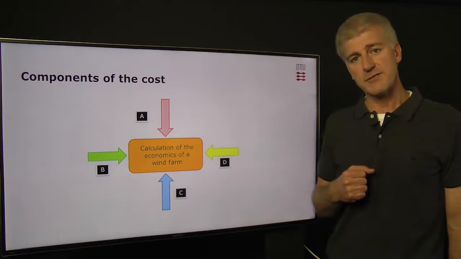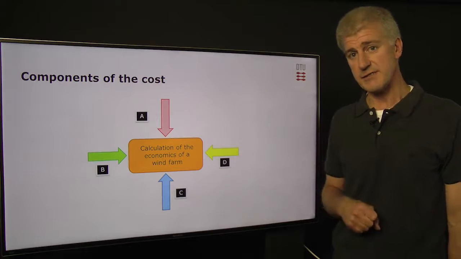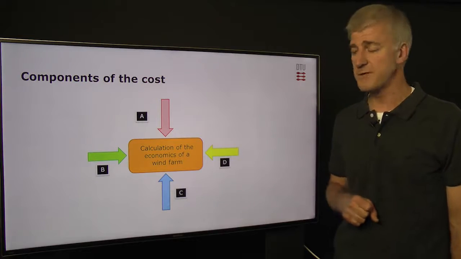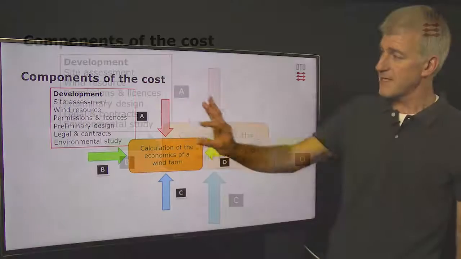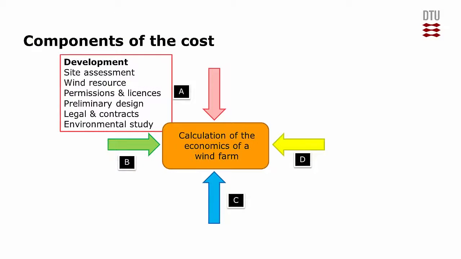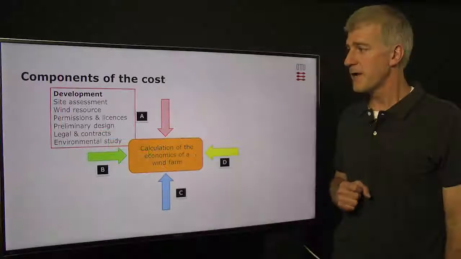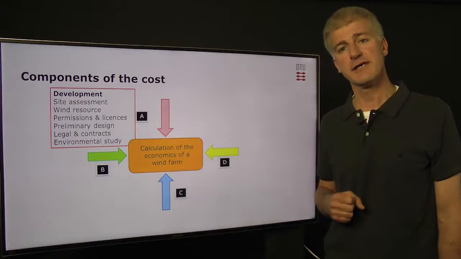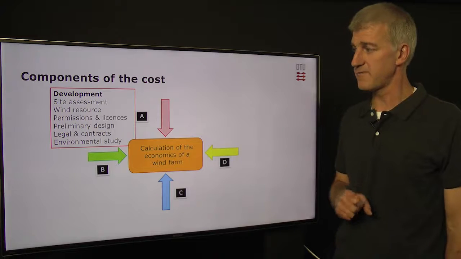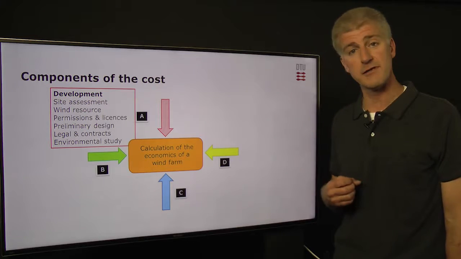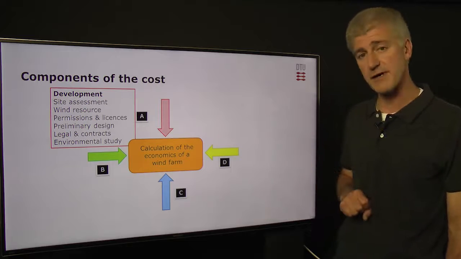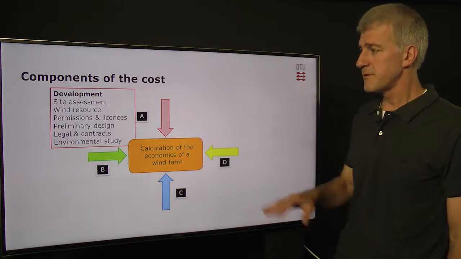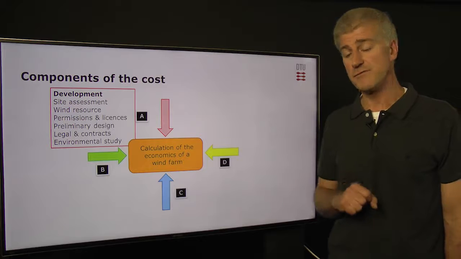So let's look at the individual components of the costs that go into making and operating the wind farm. Firstly, in this development phase, we're going to have to pay out for actually making assessments of the sites. We also need to do a wind resource campaign, and we're going to have to get these permissions and licenses, and we are most probably going to need some expert advice from outside. It very much depends on the size of your company, whether you can do this in-house or whether you have to hire in. We need to do designs, and we need to do the legal framework.